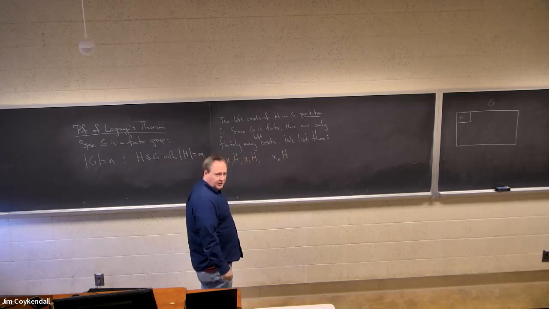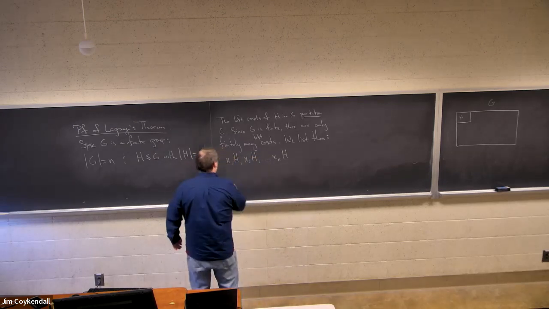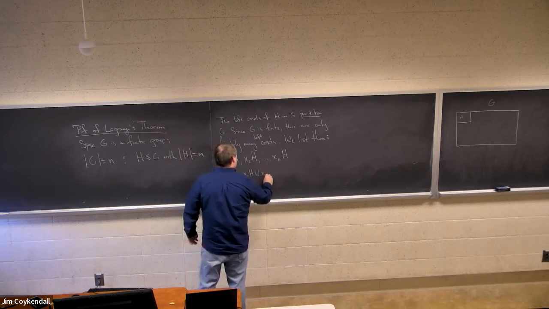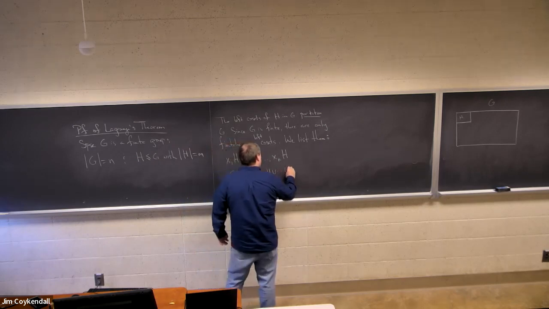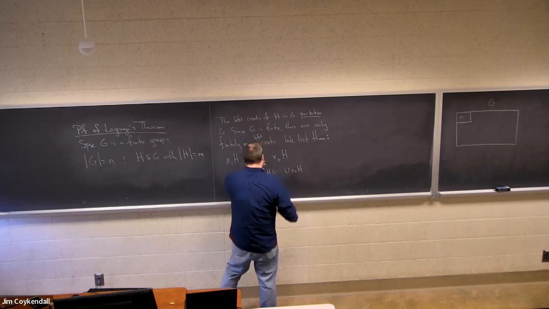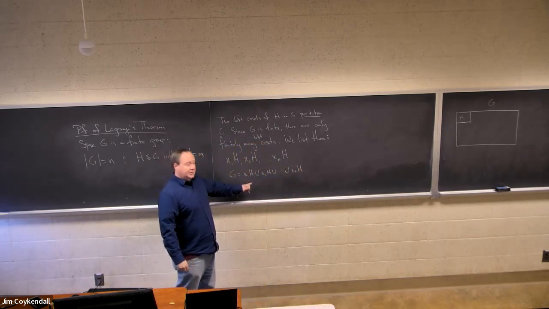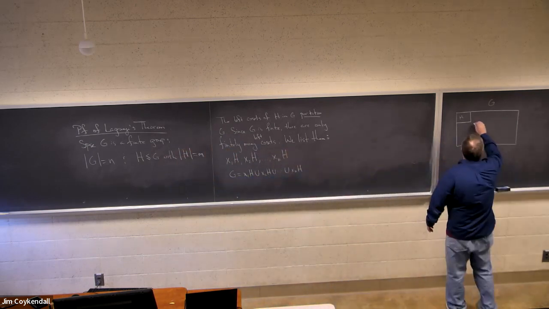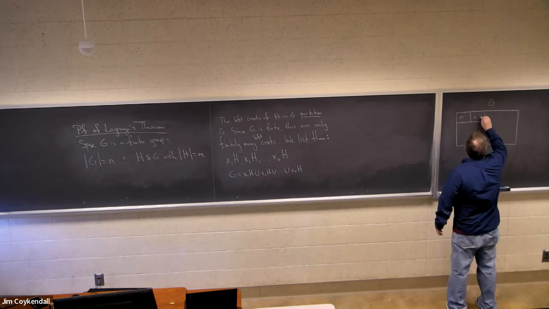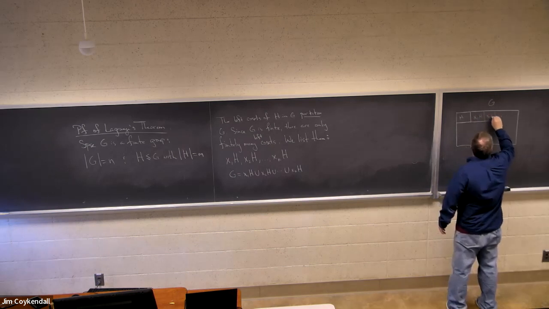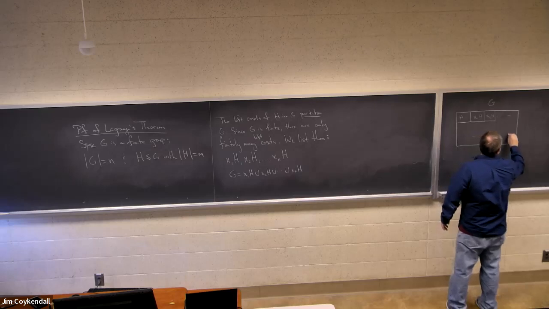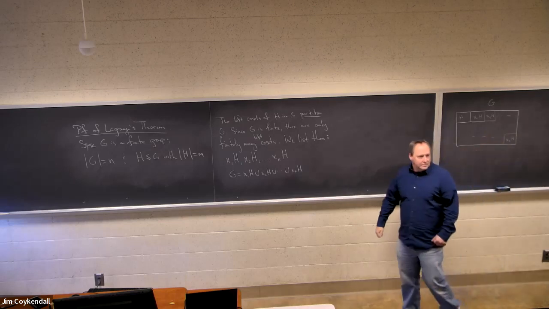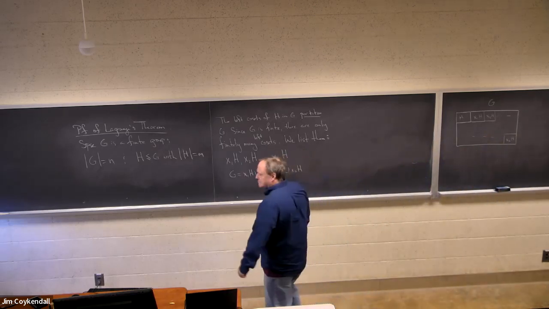Now, let's collect some facts here. What do I know? I know G is X1H union X2H union... This is part of our partition, right? These are my puzzle pieces. So maybe this is X1H, X2H, and finally XKH.